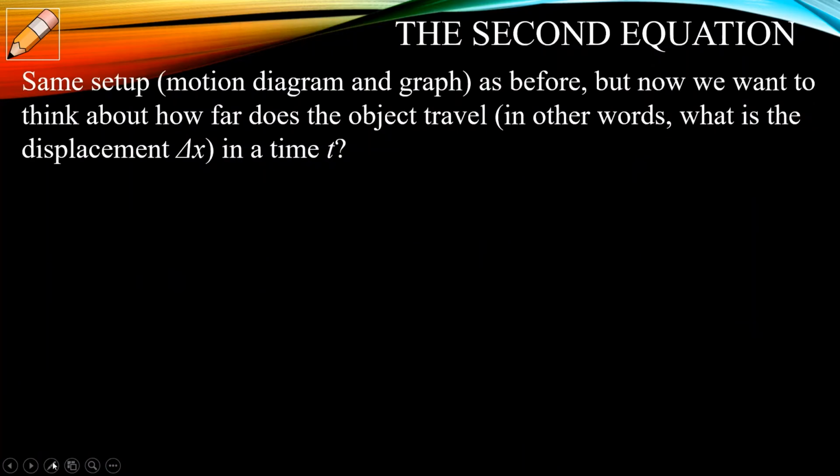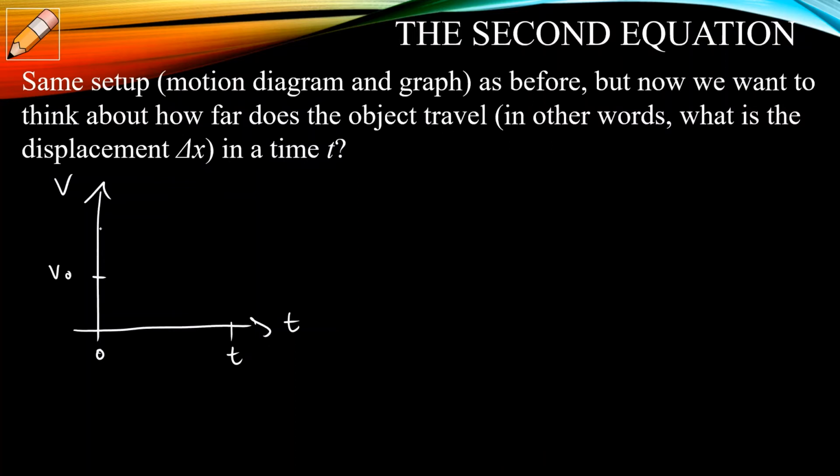Having that same setup, we can look at another feature of that graph, which is the area under the graph. So taking the same graph of velocity versus time, where we're starting at time 0, going to time t, and we're starting at this beginning velocity v sub 0, the initial velocity, and ending at the final velocity. We're starting at this point, we're ending at that point. So that was our graph.